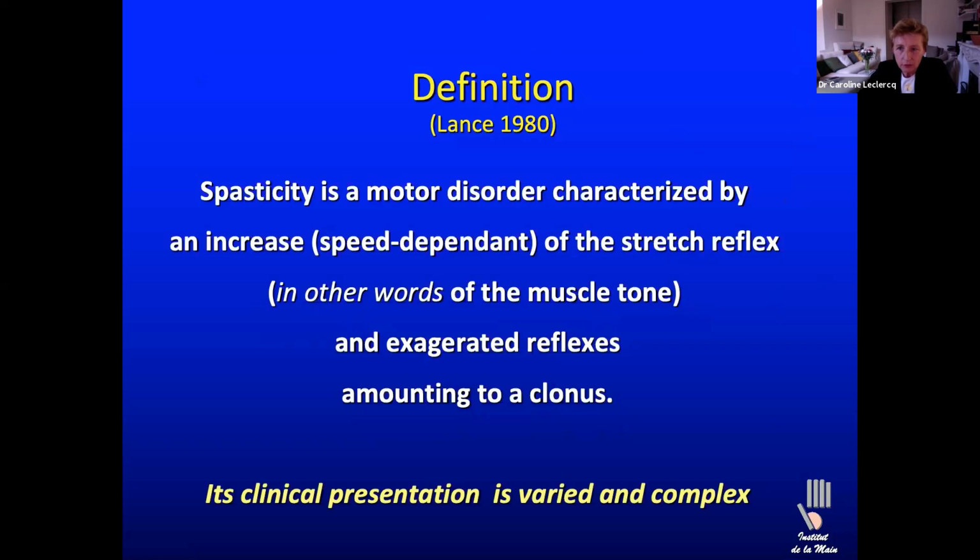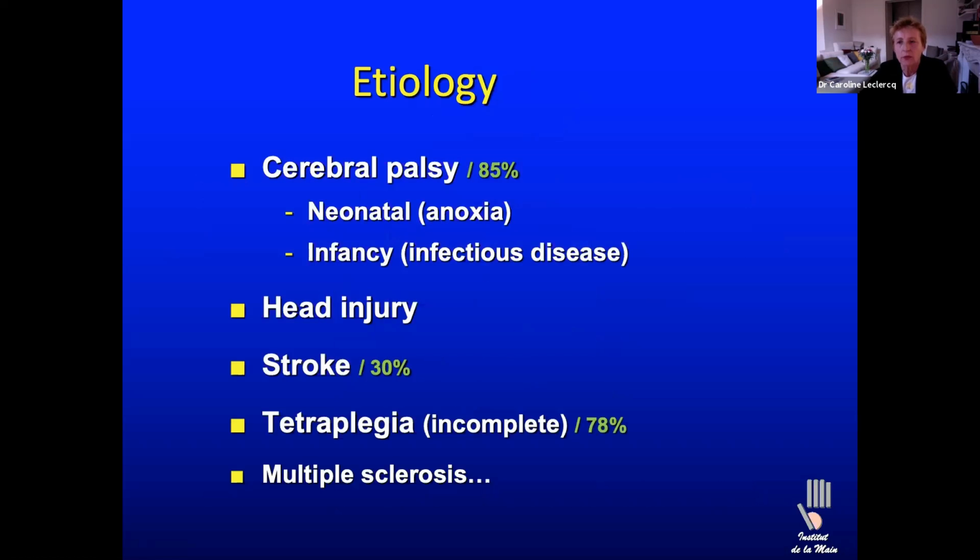This is quite a difficult subject, and one of the reasons is because its clinical presentation can be very different, and is quite complex. So we're going to try and go through this. What causes spasticity? Well, there are several etiologies, several causes. Of children with cerebral palsy, 85% of them are said to have spasticity. Another cause is head injury, and that's mostly young adults. Stroke is mostly older adults, and 30% of them are known to have spasticity.